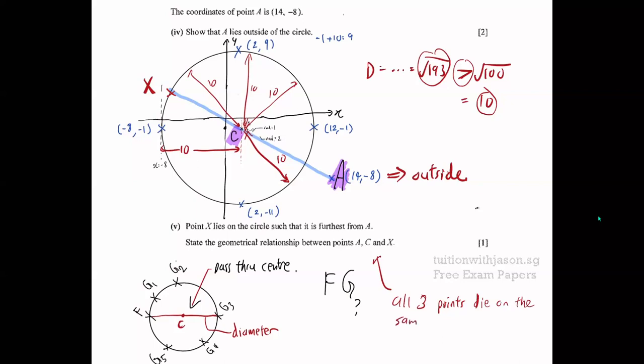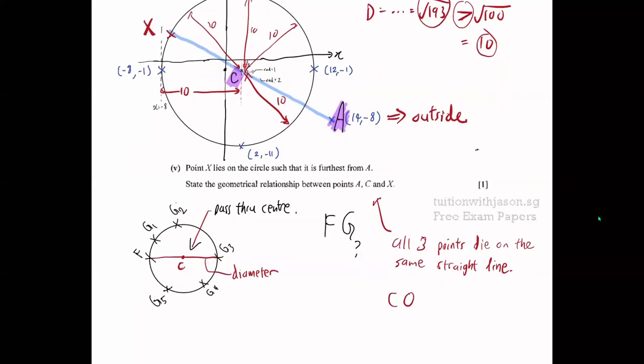Say all 3 points lie on the same straight line. There's a more concise word to describe this. Co... from vectors. Collinear. A straight line is what? Not quadratic, but collinear.